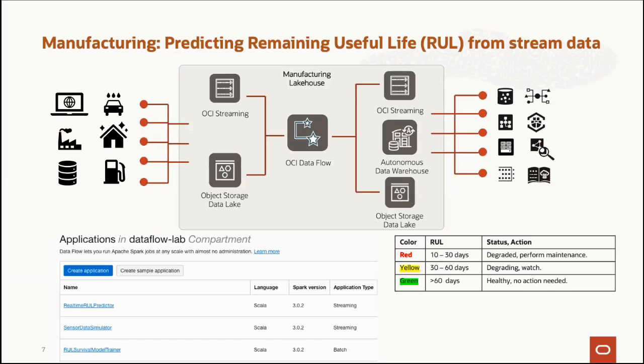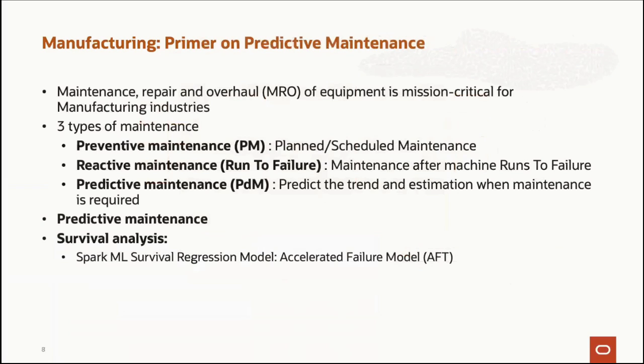This predictive maintenance, or predicting remaining useful life, use case is very important in the context of Industry 4.0, or the fourth industrial evolution, because you really don't want to wait until your equipment fails. For example, think about an airplane engine. You don't want to wait until it fails. You want to predict the failure well ahead of time, and replace the parts or do the maintenance.